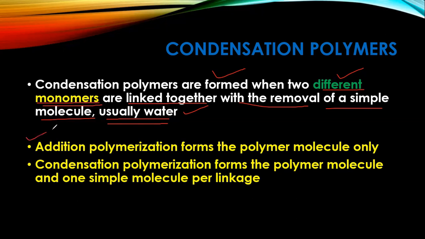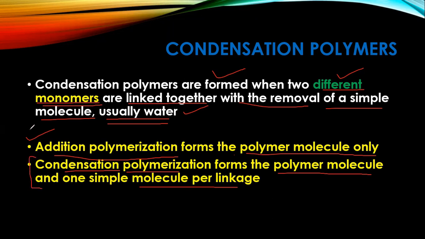It's again a reminder for you that addition polymerization forms the polymer molecule only. But in condensation polymerization, we will be having two products, that is the polymer and the other simple molecule as well. So this is the main difference between addition polymerization and condensation polymerization, that in addition polymerization, we have only polymer as the product.